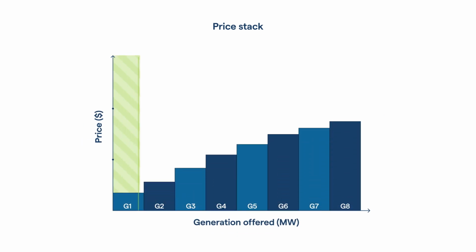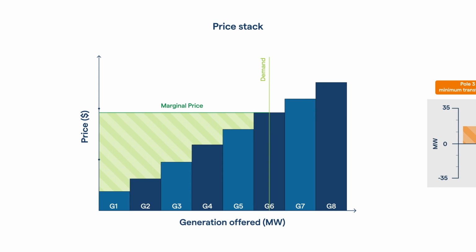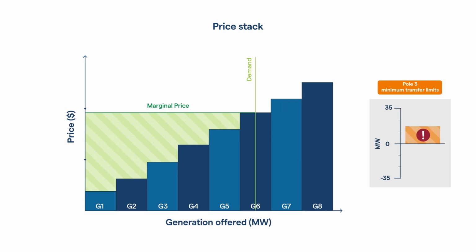The HVDC is unconstrained and operating in monopole. The marginal price for both islands is the same. The forward schedule shows 15 megawatts north transfer, which is not physically possible with only one pole. So the system coordinator must decide to apply a discretion to either keep the transfer at the pole minimum of 35 megawatts north or shut the pole down. Option 1, keep at 35 megawatts.